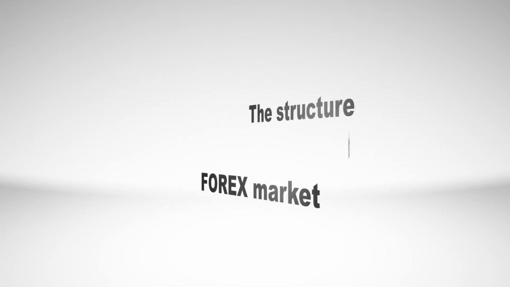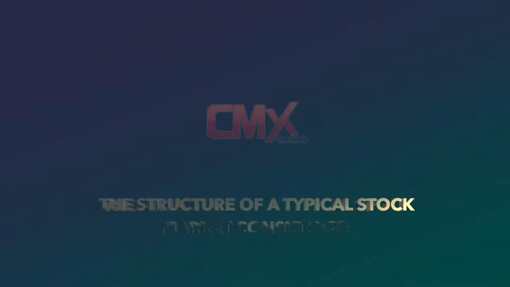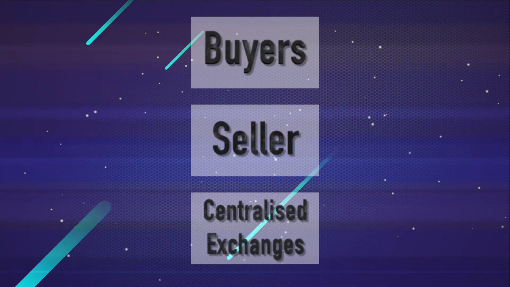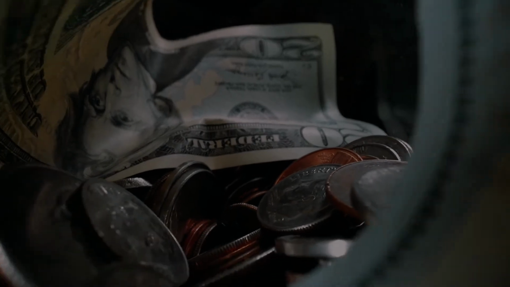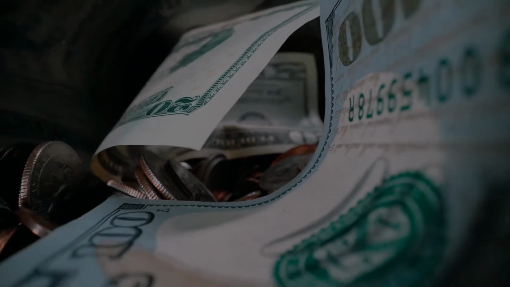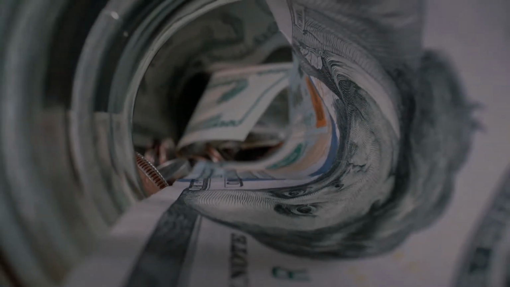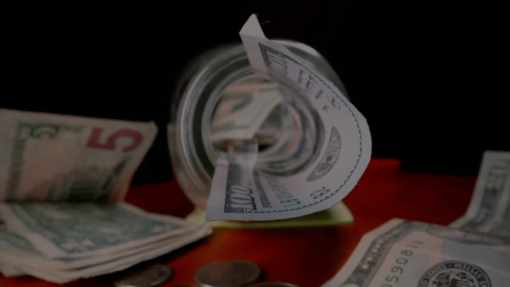Today we're going to talk about the structure of the Forex market. The structure of a typical stock market consists of buyers, sellers, and centralized exchanges. But the structure of the Forex market is rather unique, because major volumes of transactions are done in the over-the-counter market, which is independent of any centralized system, as in the case of stock markets.